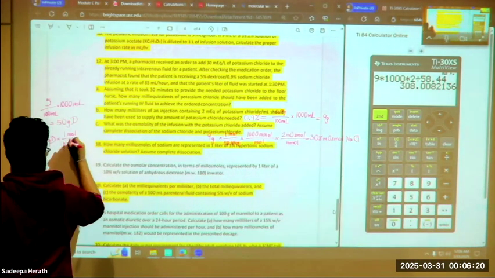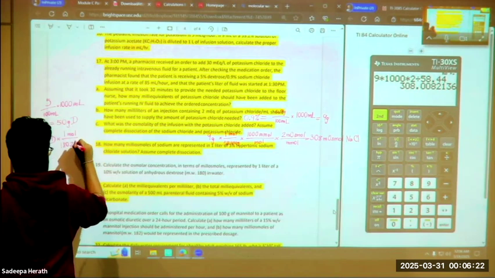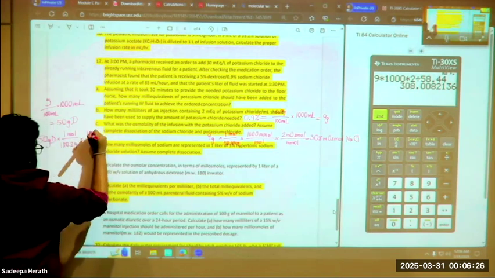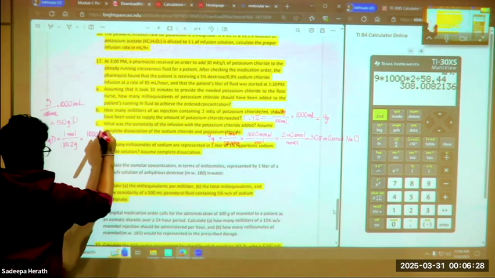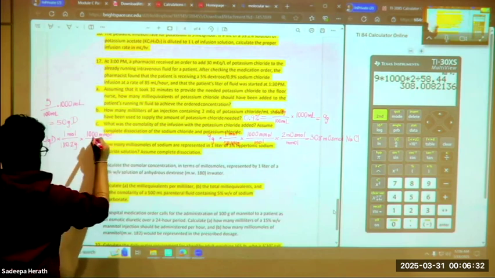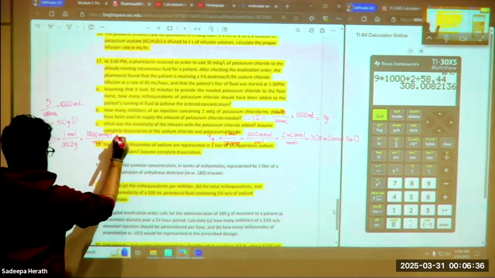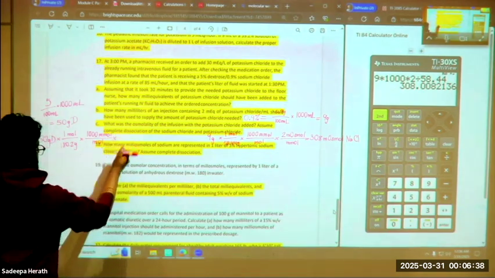$180.2 grams times 1,000 millimoles per mole. Writing over the questions. Hopefully you can read that.